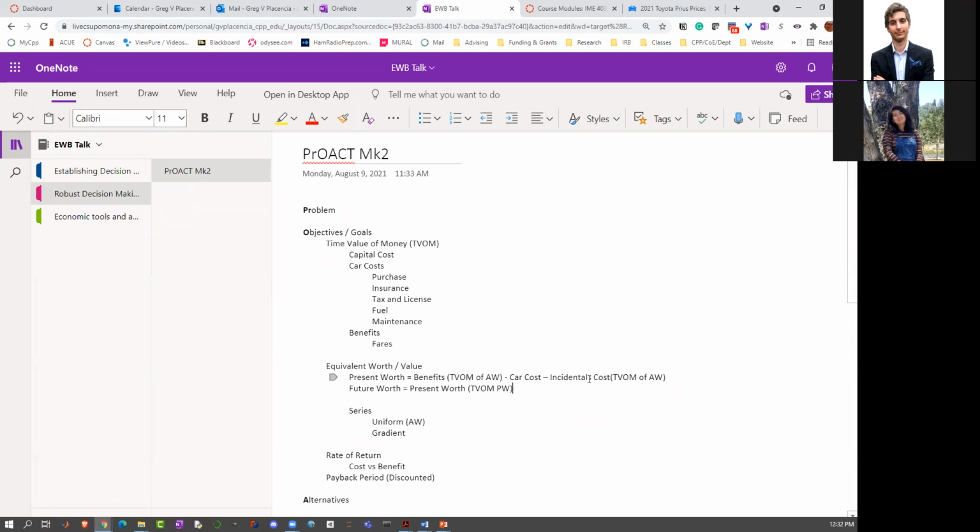So for example, let's say that you wanted to put money in a bank and you want to see how much money you would have in the future, you could use a future worth. It isn't used as much for economic analysis. And the reason is because it's not as intuitive.